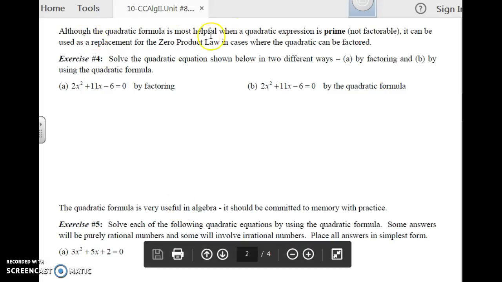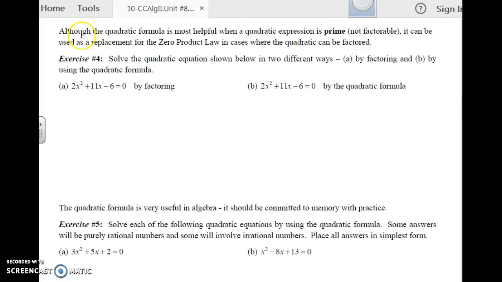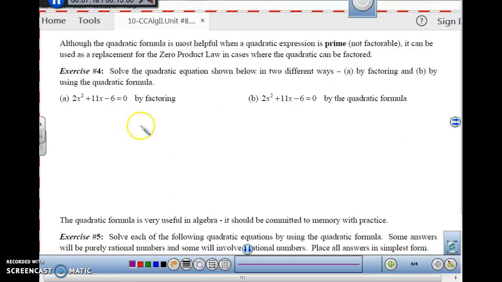Although the quadratic formula is most helpful when a quadratic equation is prime, which means not factorable, it can be used as a replacement for the zero product law in cases where the quadratic can be factored. Okay, so what we're going to do is solve this by factoring and by using the quadratic formula, and we will get the same answer. All right, so if we have 2x squared plus 11x minus 6 equals 0, we're going to solve it by factoring. We can use double bubbles or the box method.